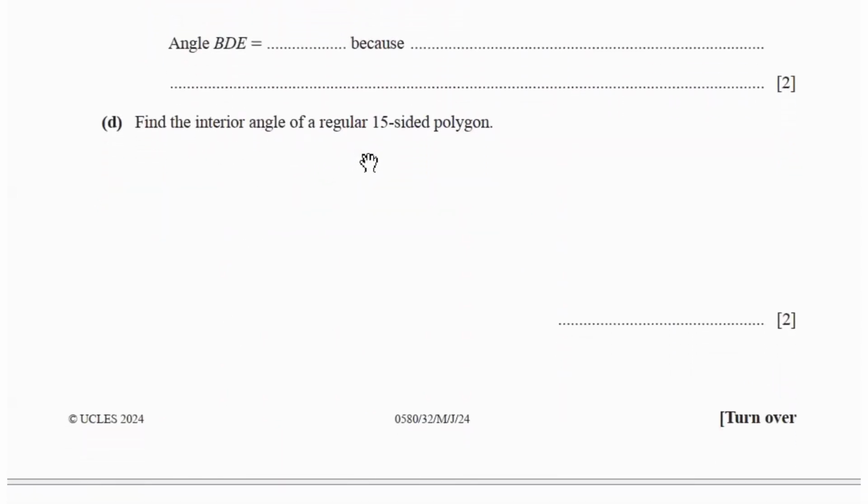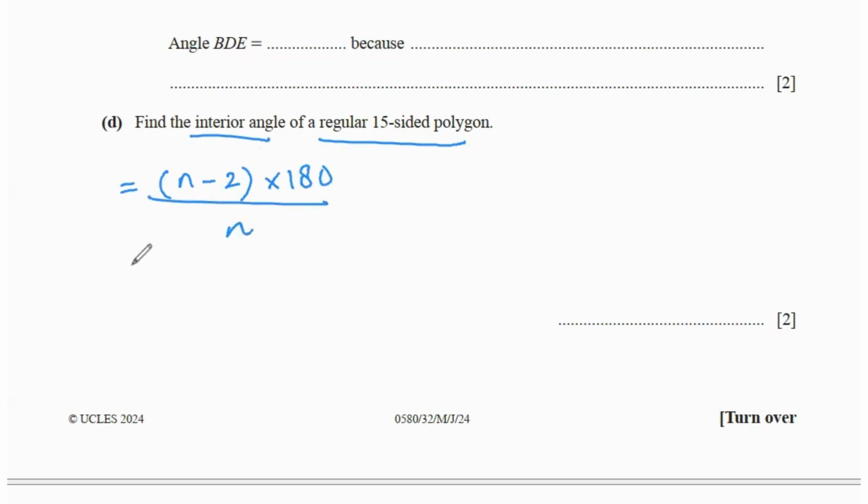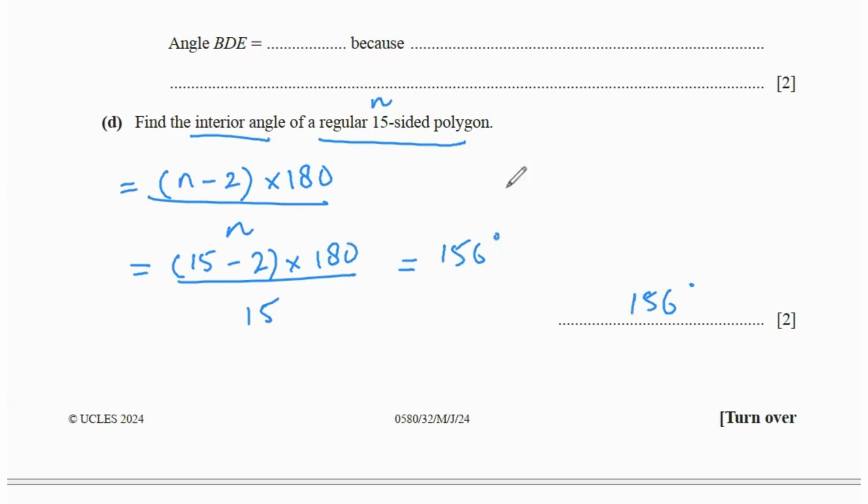Find the interior angle of a regular 15-sided polygon. So interior angle and a regular 15-sided polygon. The formula is n minus 2 times 180 divided by n. Now n is your number of sides, which is 15. So 15 minus 2 times 180 over 15, and that equals 156 degrees. That's your answer.